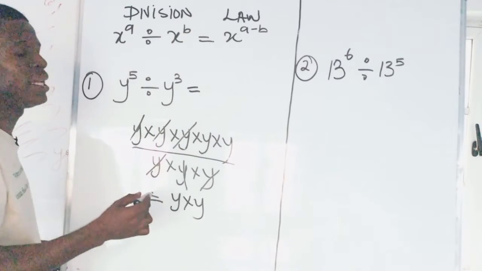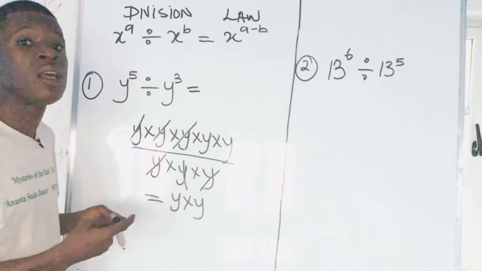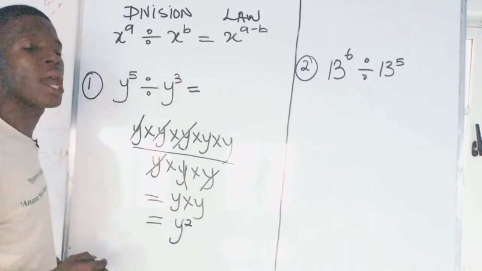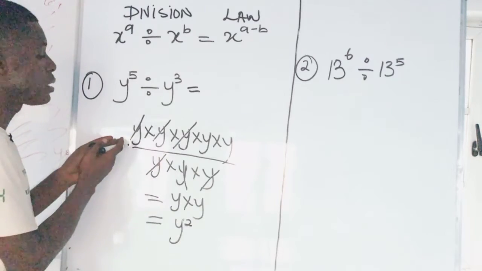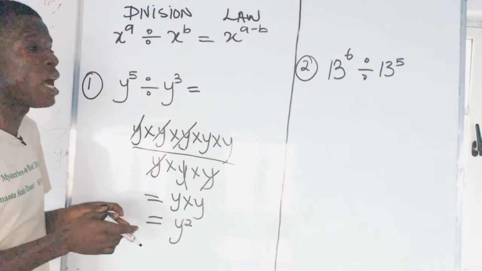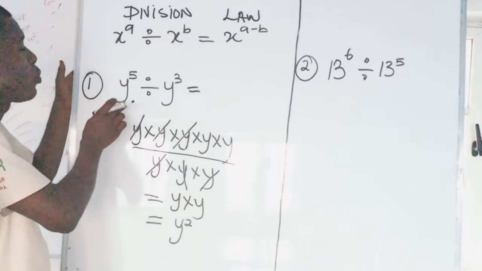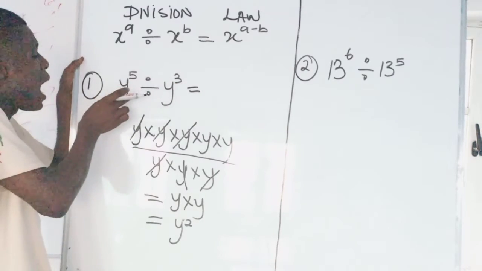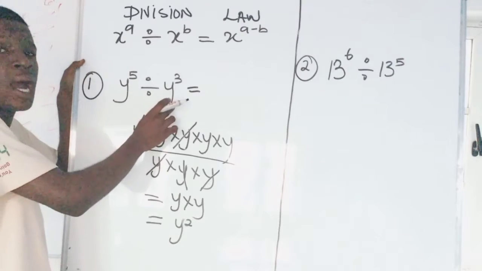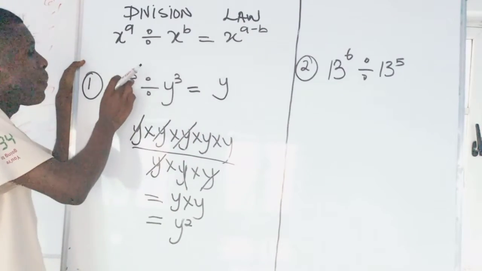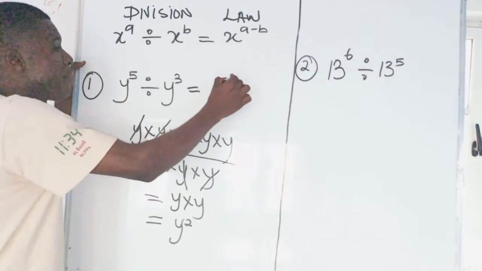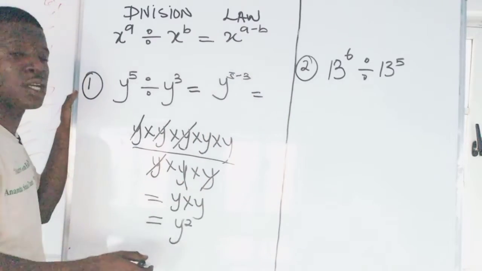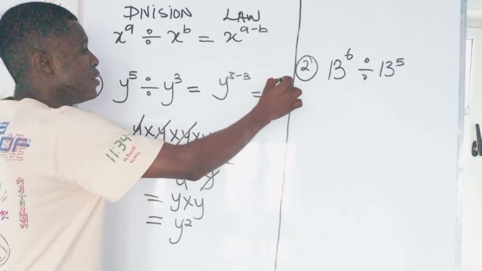And these are 1, 1, 1, and any number multiplied by 1 still remains the number. So at the end, I have y times y, which is y squared. So this particular question can be simplified like this. If you want to observe the law, we have y raised to power 5 divided by y raised to power 3. Since they have equal bases, y and y, their powers are 5 and 3, which is 5 minus 3. 5 minus 3 is equal to 2. At the end, I have y raised to power 2.